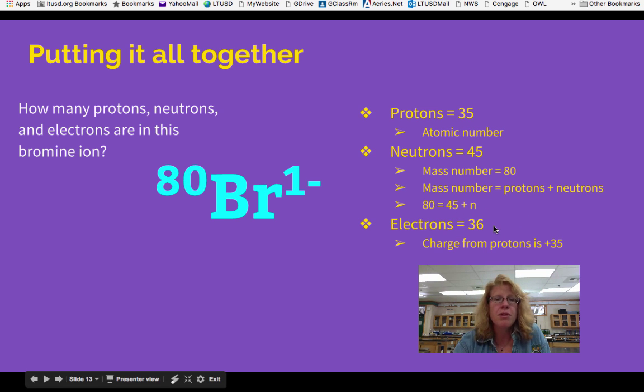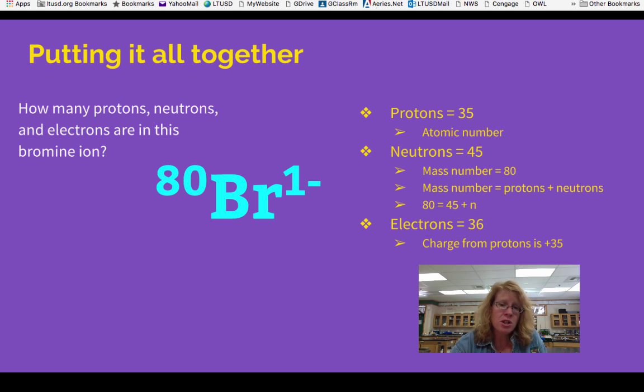Okay, last one. Electrons, sorry. Electrons has to be 36. Why does it have to be 36? Well, if it had 35 protons and its charge is -1, I know something more about how this thing has to be put together. That -1 tells me I have 1 extra electron than protons. Therefore, I'd have to have 36 electrons.